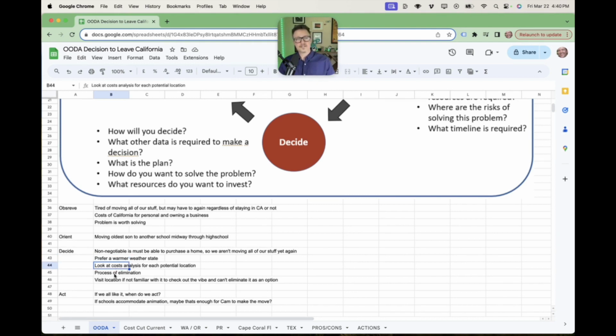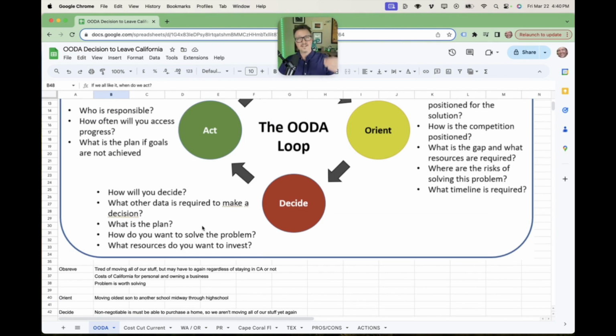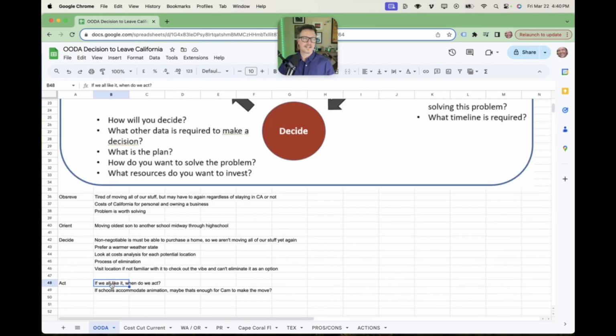Look at a cost analysis for each location. Once I've picked out which places, then I break it down into costs. And then it's that process of elimination again that we go through. If I can't eliminate it, we're actually going to visit that location if we haven't been there and just don't know the vibe. Then we will go to act, taking all that decision-making process and actually moving forward with it. So act is, if we like it, when do we act?